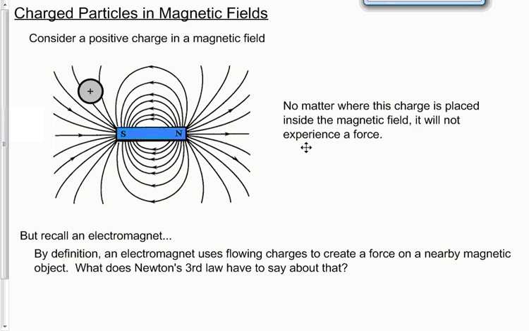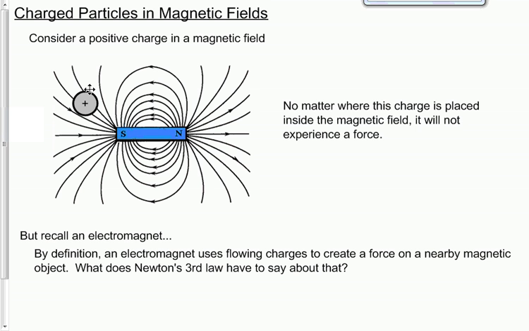Let's consider, to start with, some sort of charged particle. Let's say it has a positive charge and it's in some sort of magnetic field, let's say a bar magnet. One thing we can observe, no matter where I put this charged particle, whether the field is strong, weak, or pointing in any direction, it never experiences a force. But if you remember an electromagnet, it's actually a moving electric charge that causes a nearby magnetic material to experience a force.